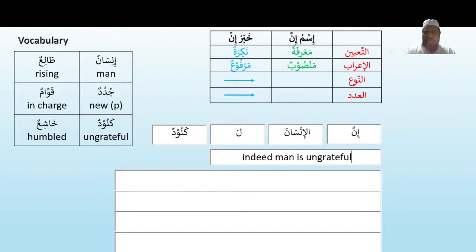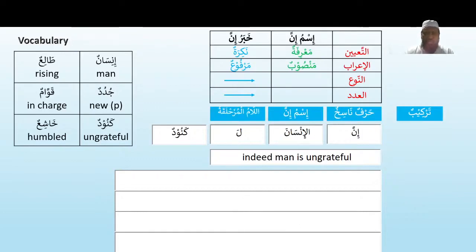Okay, now let's do the tarkib quickly. Inna harfun nasikhun. Al insana ismu inna. Lam, lamul muzahlaqah. And nudun khabaru inna. I will leave the Arab for you to do. Write this sentence and do the Arab.